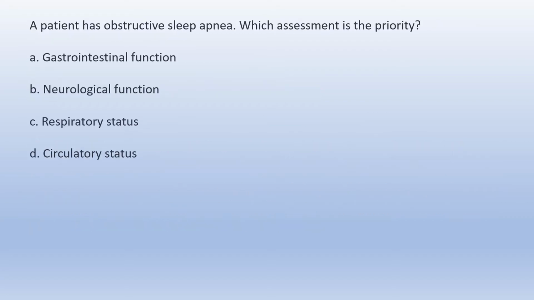A patient has obstructive sleep apnea. Which assessment is the priority? A. Gastrointestinal function. B. Neurological function. C. Respiratory status. D. Circulatory status.